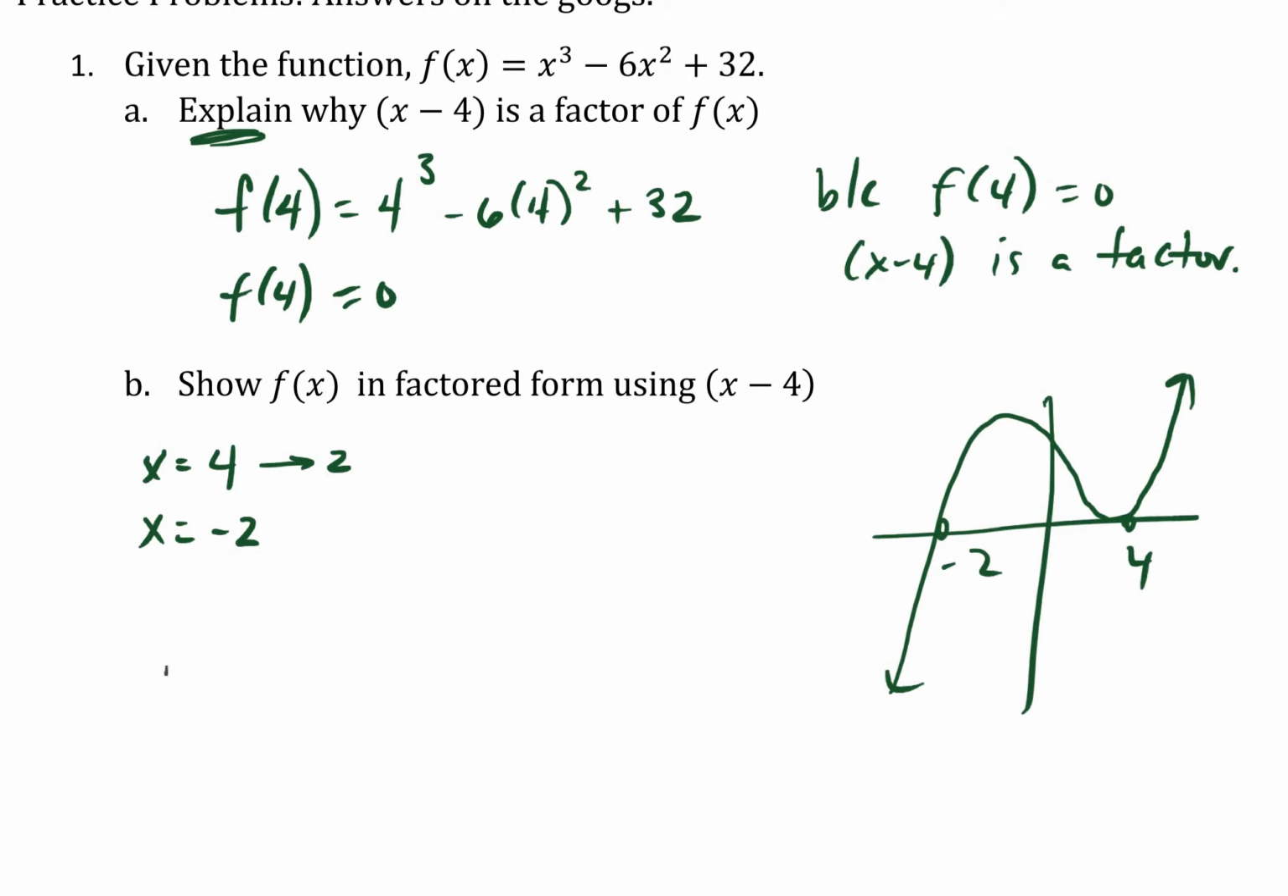So I already know that f of x in factored form is going to be x minus 4 squared times x plus 2. Notice I didn't have to do any division. I didn't really have to do much there other than graph it.